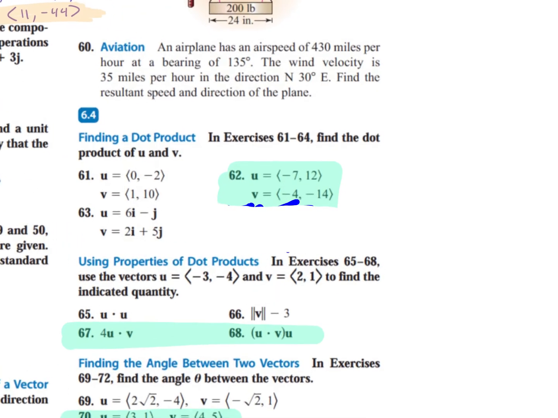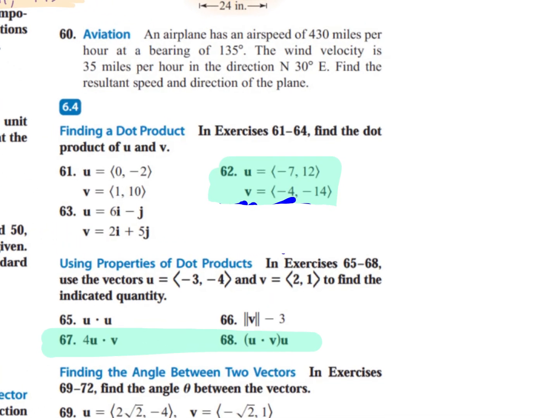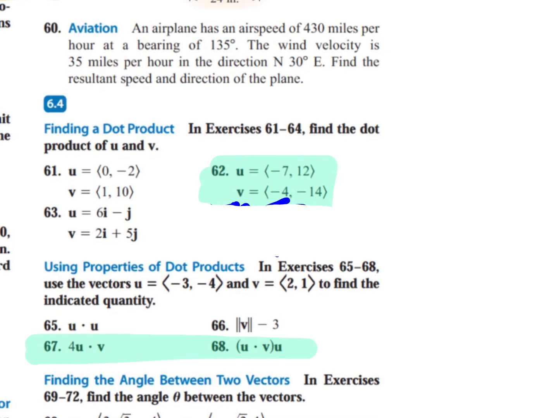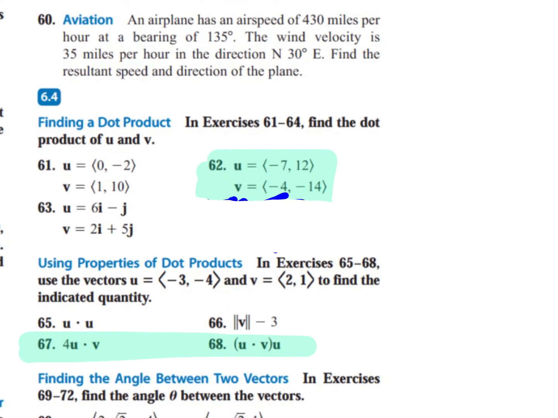Alright, for 62, we have to find the dot product of U and V. So the dot product is the first times the first plus the second times the second. The dot product, your answer will be just a number. So first times the first, it'll be 7 times 4, which is 28. Plus the second times the second, so 12 times -14. So 168. So 28 minus 168 would be -140.